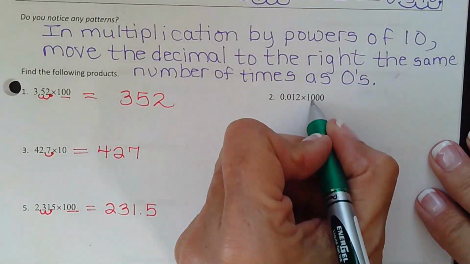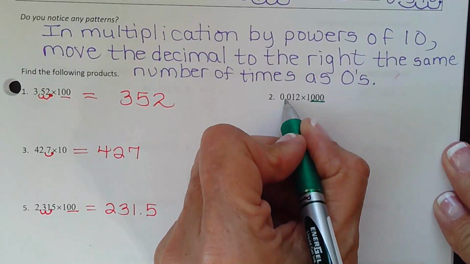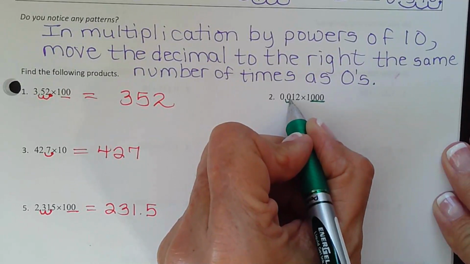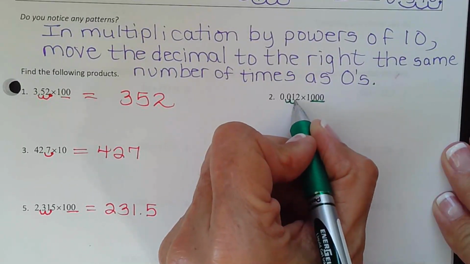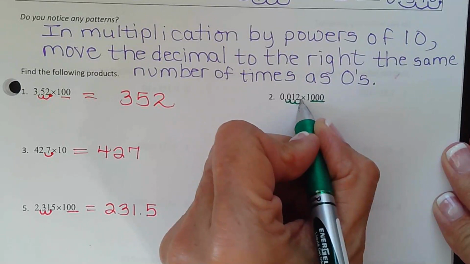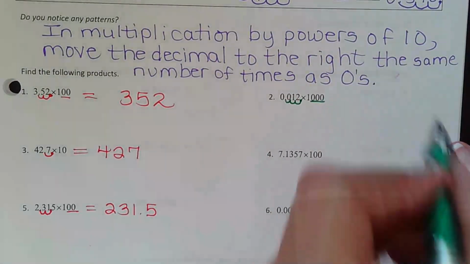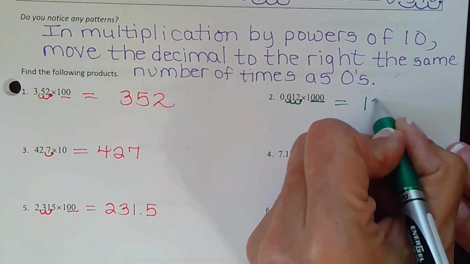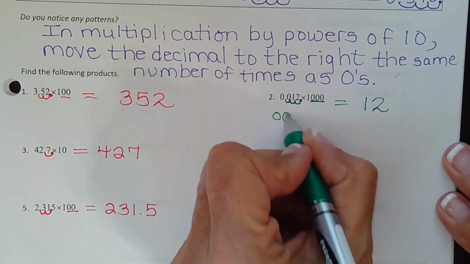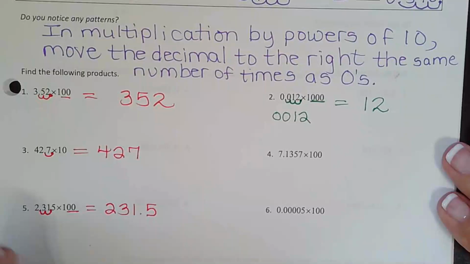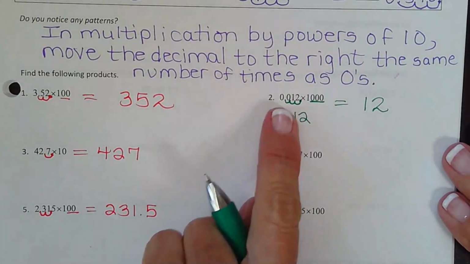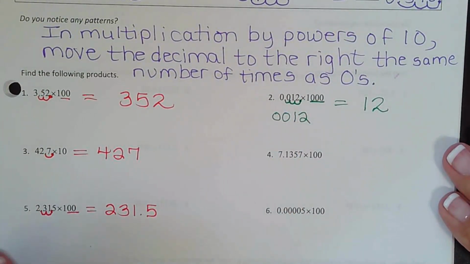Okay, here we have 3 zeros, so we need to move 3 places. 1 after the 0, 2 after the 1, 3 after the 2. So that means that's going to be a whole number. 0, 0, 1, 2 is just the whole number 12, right? Because when we have zeros in front of a whole number, we don't need to write those.